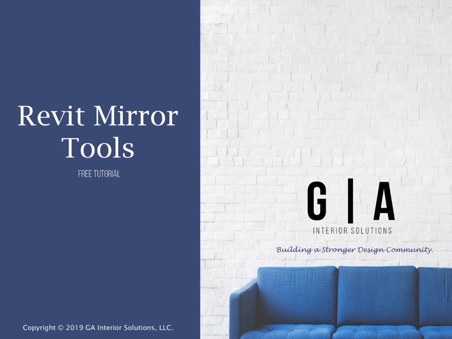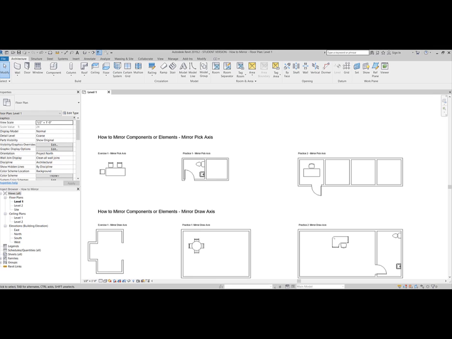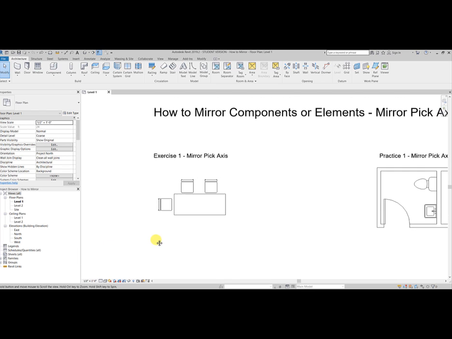Open How to Mirror exercise. In here it includes one exercise and two practices for each mirror tool. There are actually two mirror tools in Revit, Mirror Pick Axis and Mirror Draw Axis. Now that you have the exercise open, let's zoom into exercise 1. We're going to start with mirroring the chairs using the table as our pick axis.